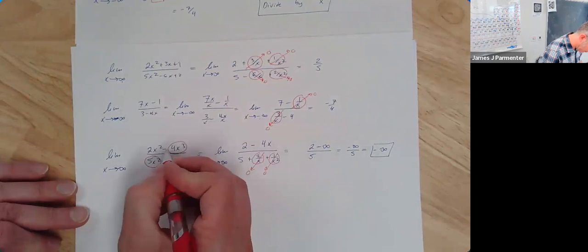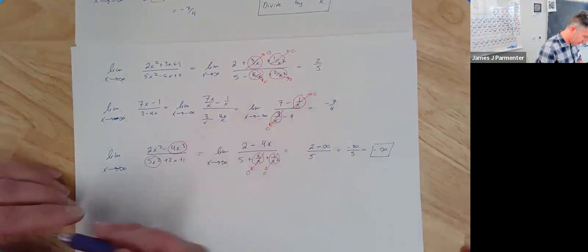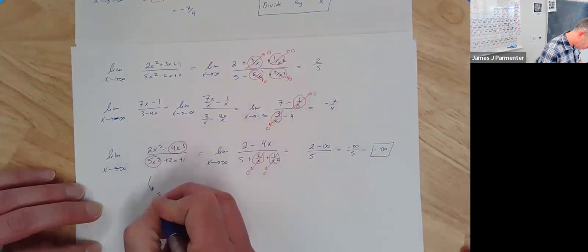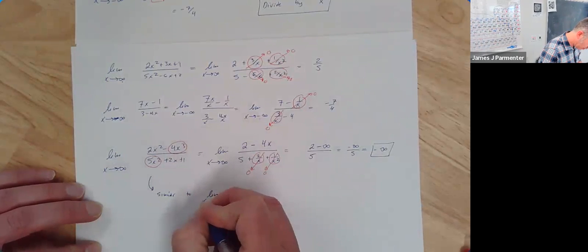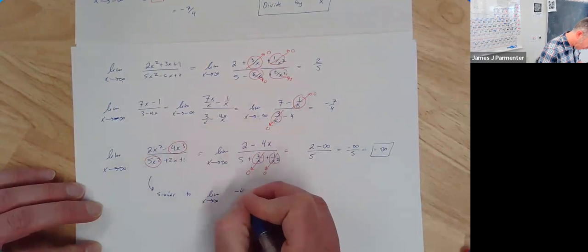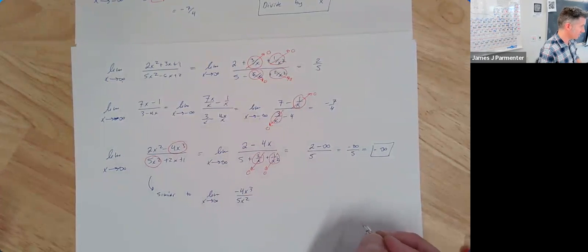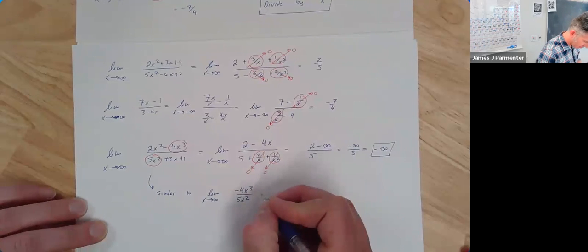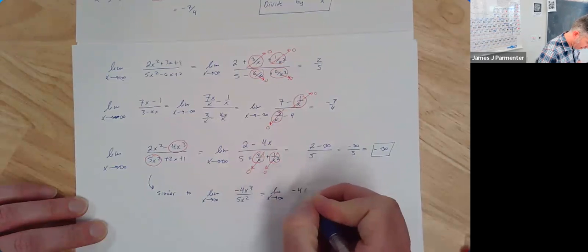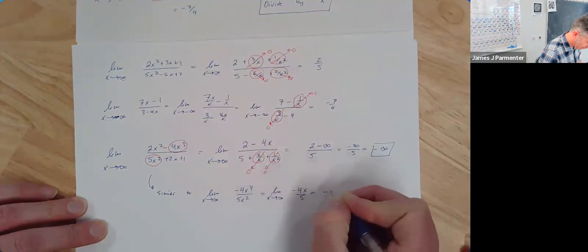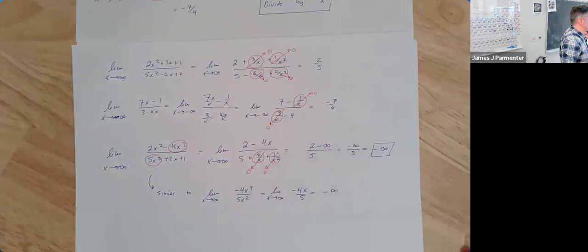I should really have gotten the negative in there, negative 4x. Like you could say that this is similar to the limit as x goes to infinity of negative 4x cubed over 5x squared. You really don't even need the constants except for the signs. And then you can say that's going to be the limit as x goes to infinity of negative 4x over 5. And that's negative infinity. That's another way you could do this that some people like to do. I don't, that's not my preference. I don't like to do it that way at all. But if you like to, that's totally fine.